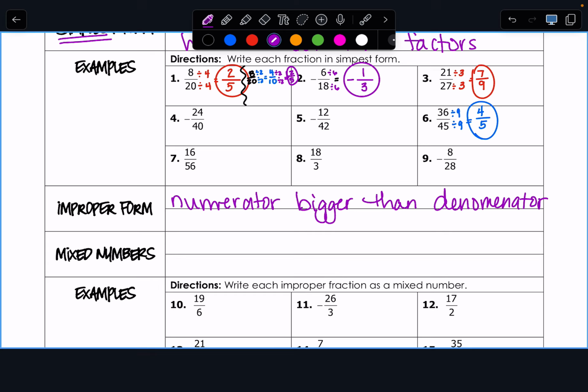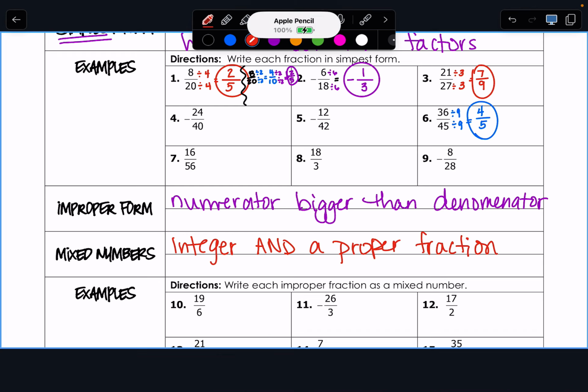So if we have an improper fraction, we can change it to a mixed number. Okay? A mixed number is an integer and a proper fraction. Miss, can you slow your roll? I can.